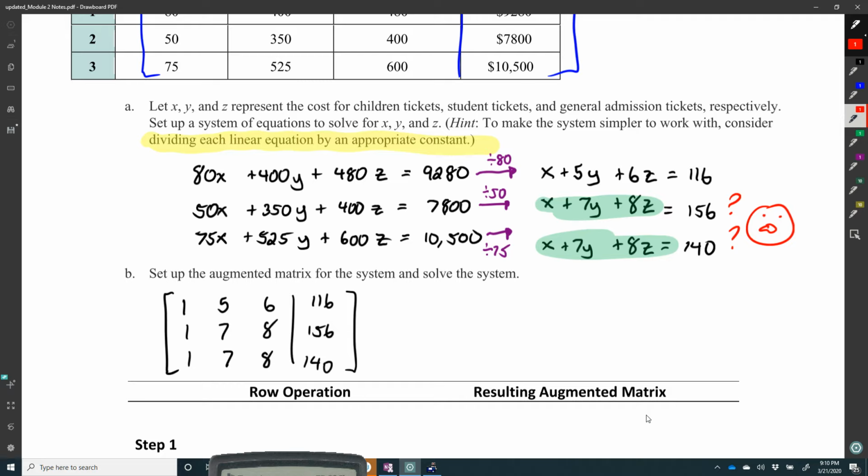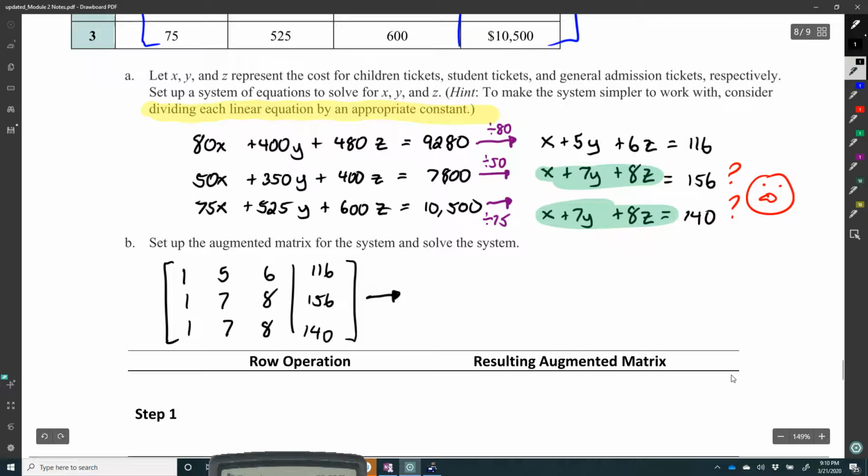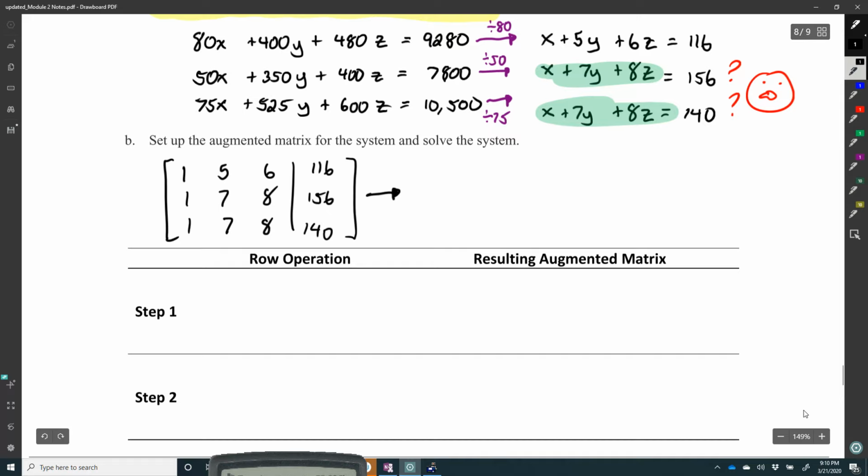But I'm going to type this up in the calculator. When you're doing your lab, you're going to have to do the steps to get the answer, okay? So there's no RREF in your lab that you turn in. But anyway.